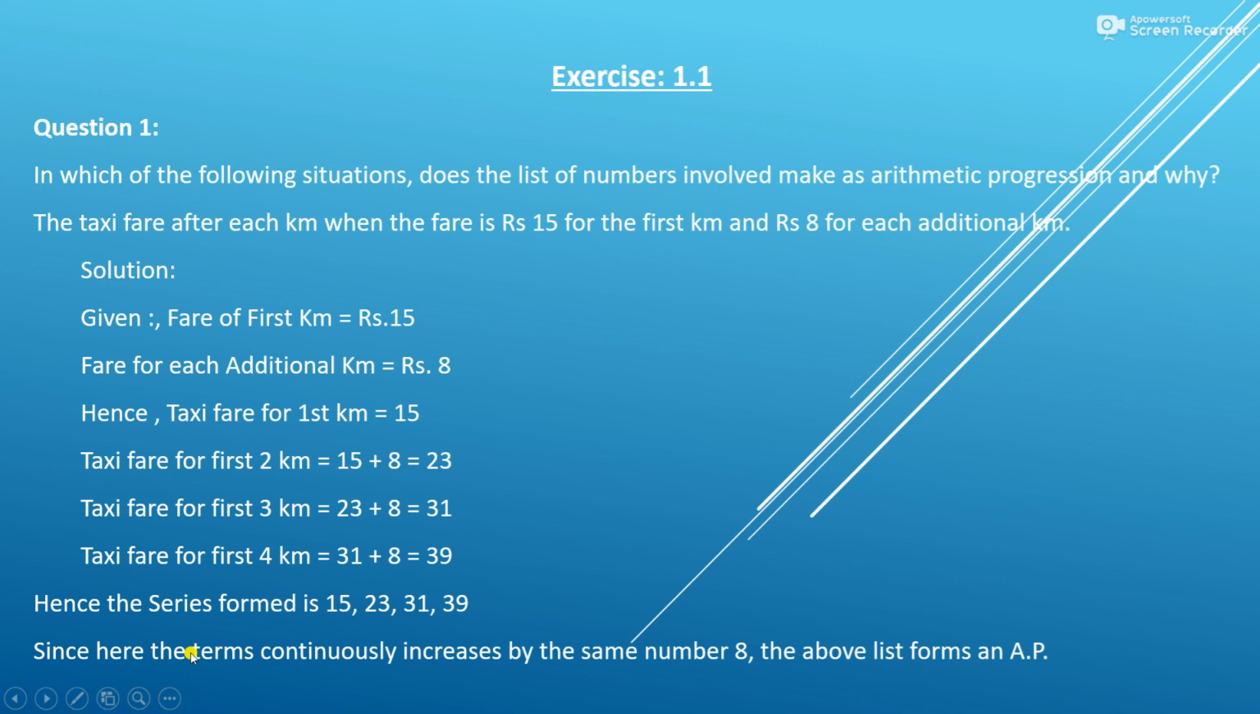Here the difference between the second term and the first term, 23 minus 15, is equal to 8. The difference between the third term and the second term, 31 minus 23, is also equal to 8. The difference between the fourth term and the third term, 39 minus 31, is 8. So here the terms continuously increase by the same number 8. We can say that when the common difference is constant, the above list forms an AP.